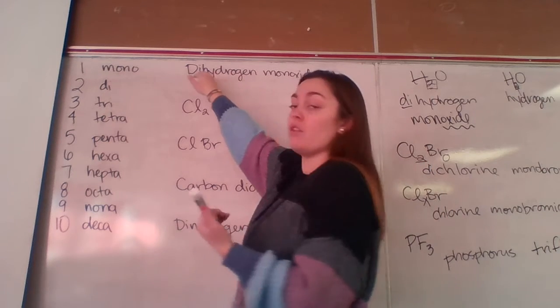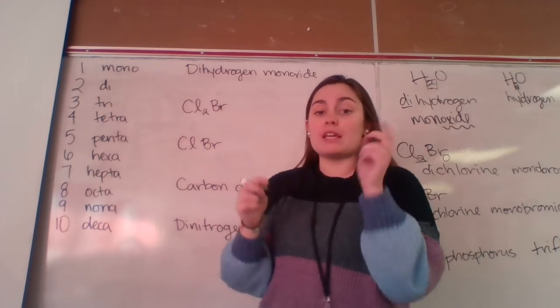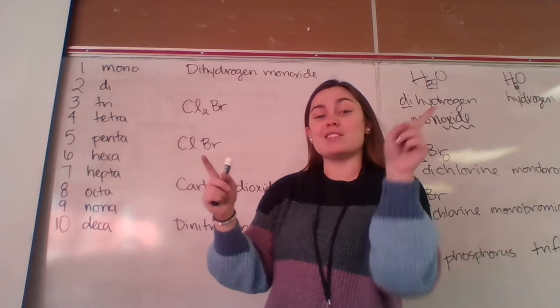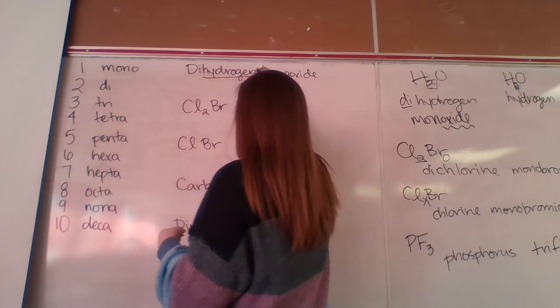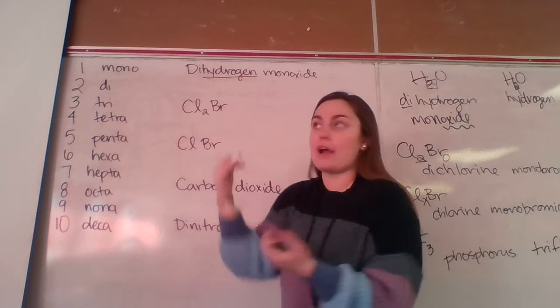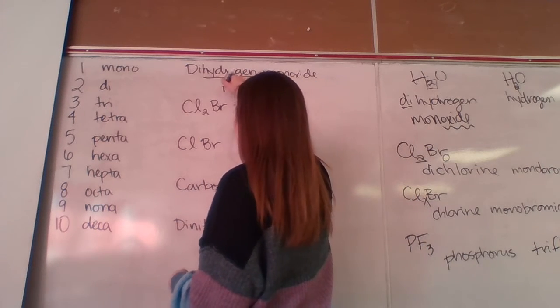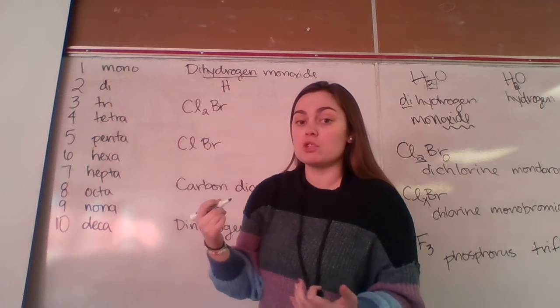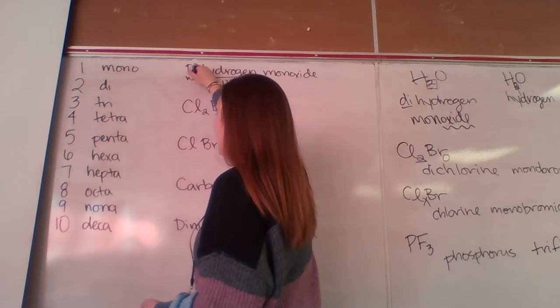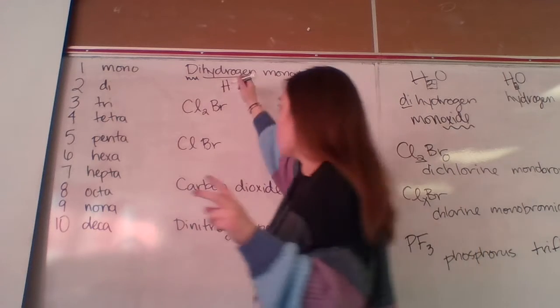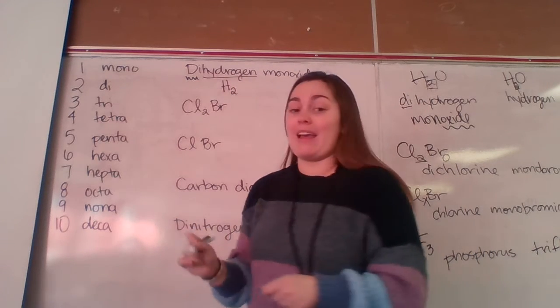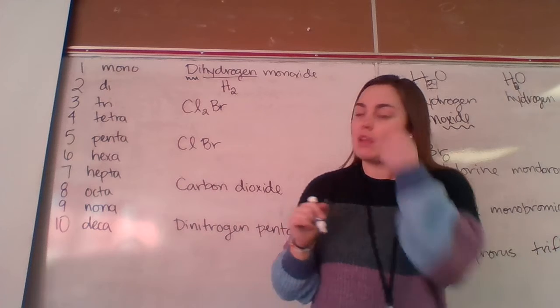If you have a name like this, you're going to break it into two pieces, the first nonmetal and the second nonmetal. So here we have hydrogen. We know the symbol for hydrogen is H, so we write the symbol H. Then it has a di in the front. Di means 2, so dihydrogen is telling me that I have 2 hydrogens.